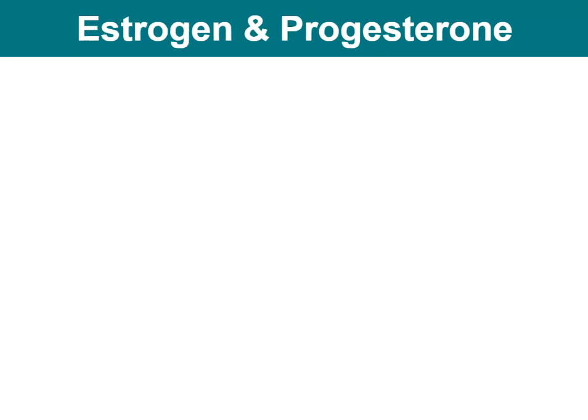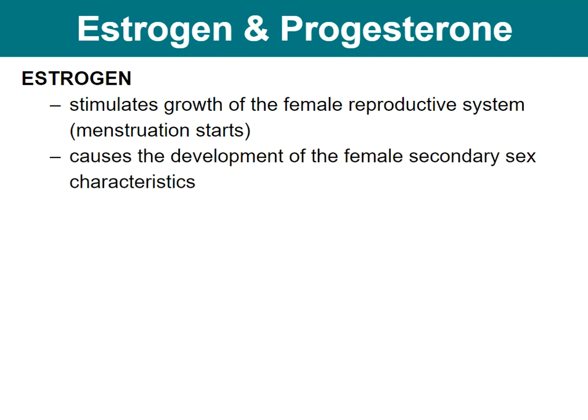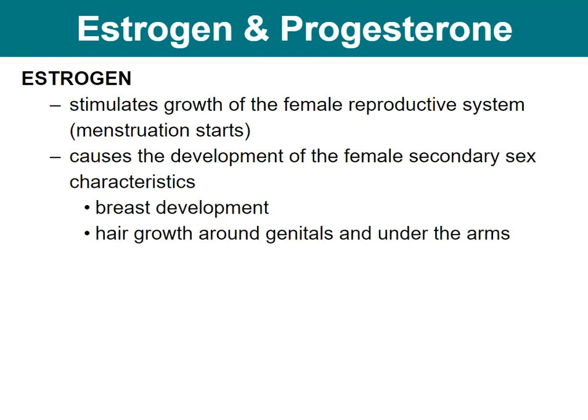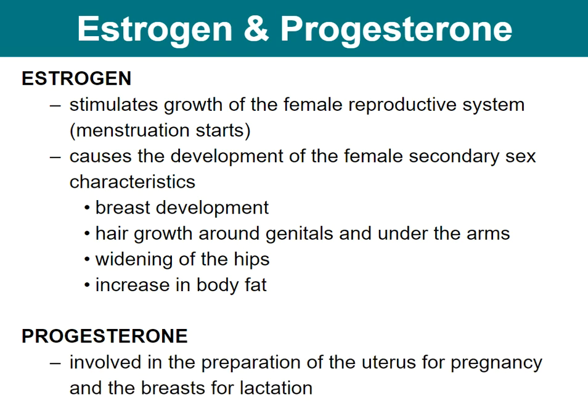So what do estrogen and progesterone do? Estrogen stimulates the growth of the female reproductive system, leading to the start of menstruation. It causes the development of the female secondary sex characteristics, which include breast development, hair growth around genitals and under the arms, widening of the hips, and an increase in body fat. Progesterone is involved in preparing the uterus for pregnancy and the breasts for lactation.